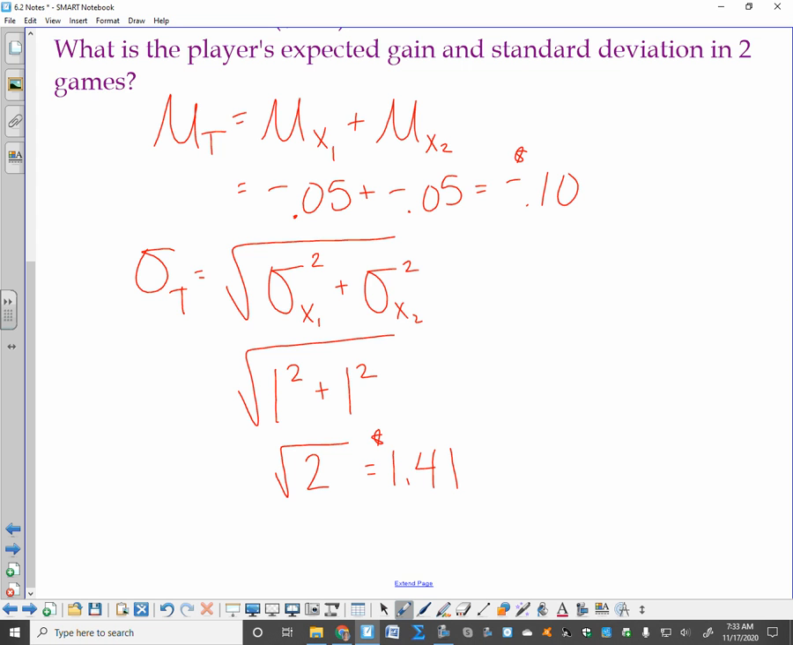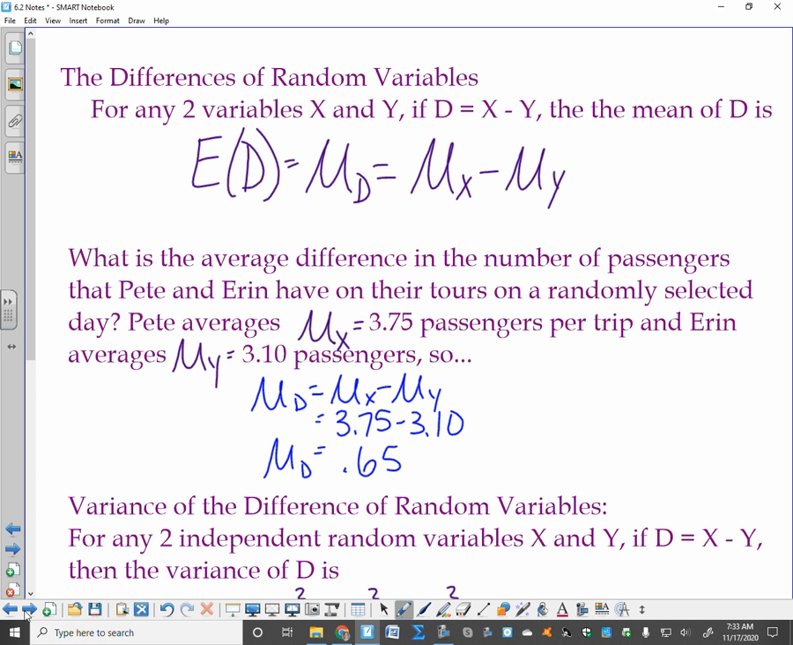Okay. All right, so we have added. Now let's subtract. The differences of random variables. For any two variables, x and y, if d equals x minus y, then the mean of d is mu sub x minus mu sub y. So it is exactly what you think it would be.